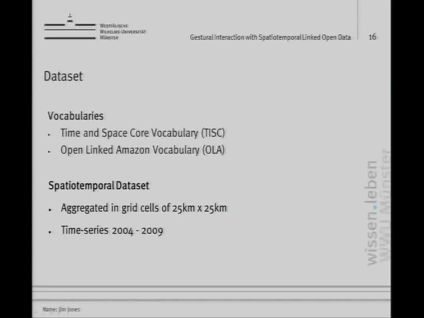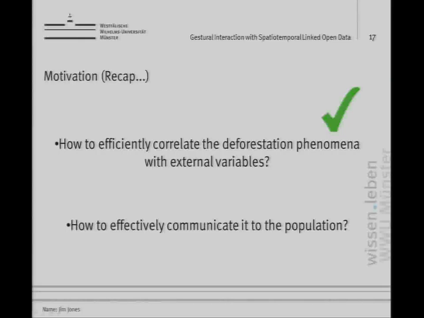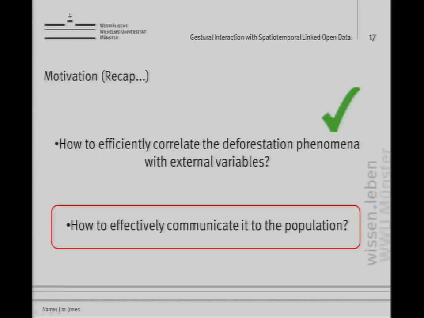The vocabularies that we used were the time and space core vocabulary and the Open Linked Amazon vocabulary for describing observations. We aggregated everything in grid cells of 25 by 25 kilometers and a time series from 2004 to 2009. So let's go to our second part: how to effectively communicate to the population.